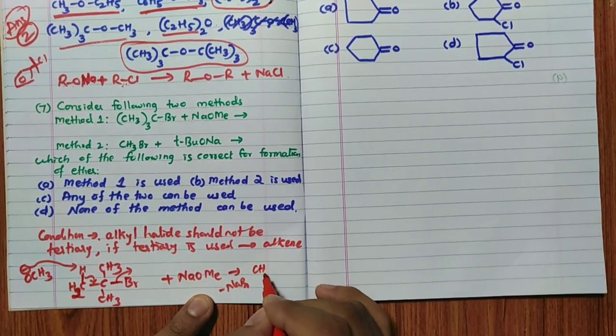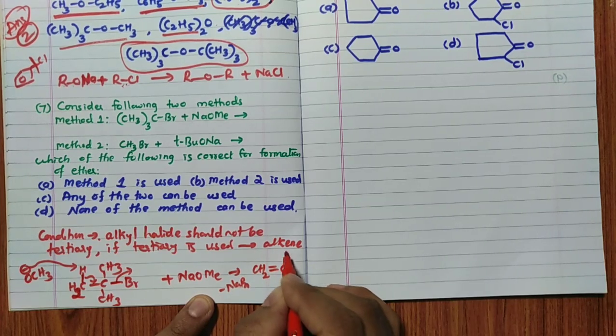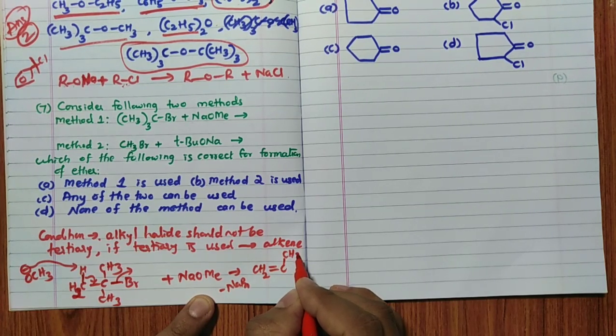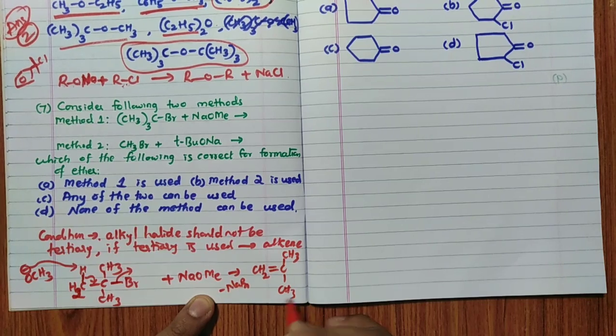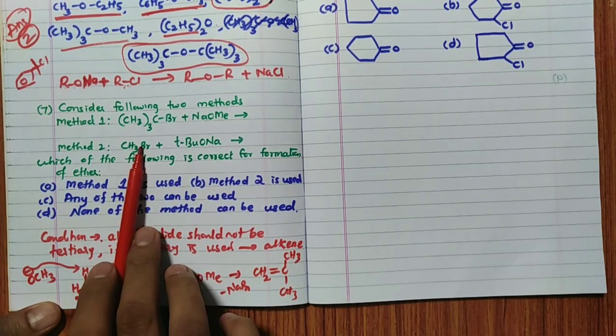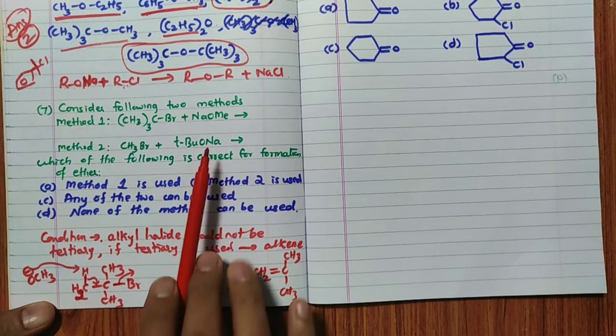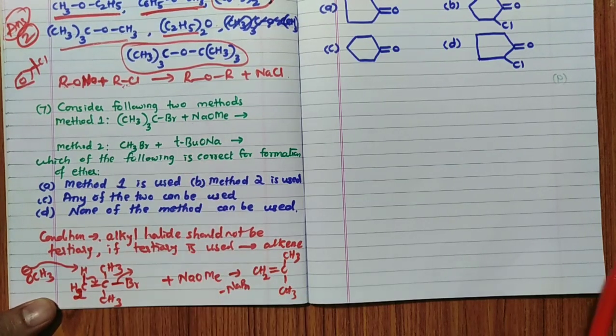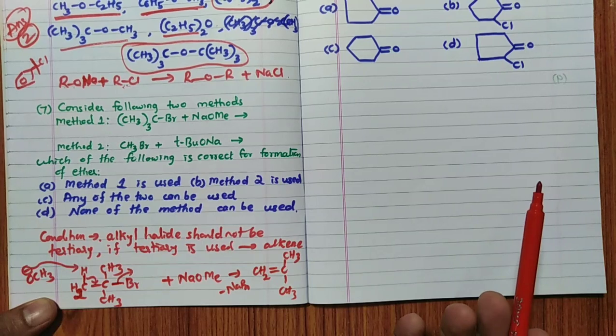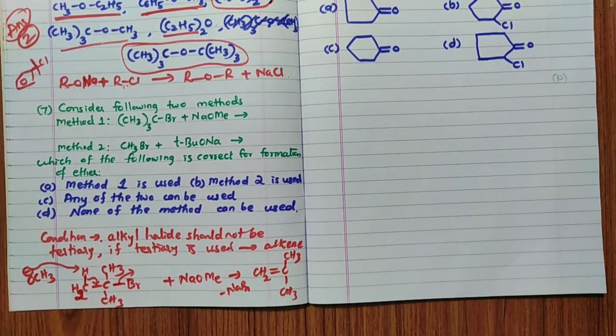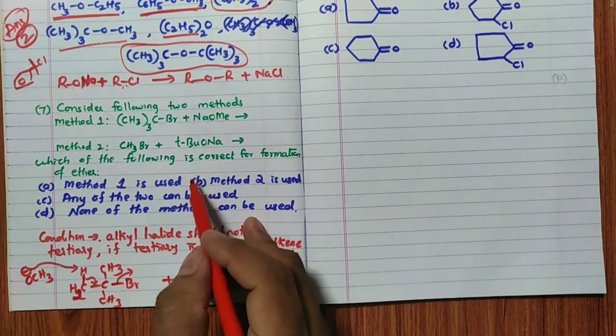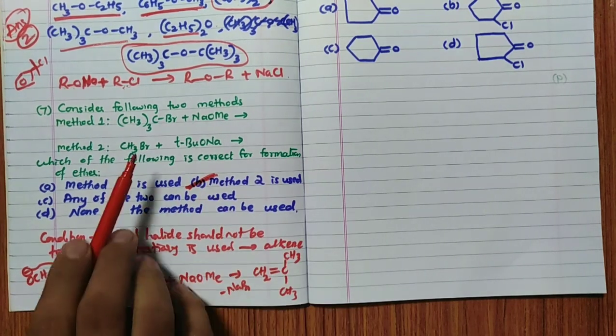But the product is, remember, CH2 double bond C, CH3, CH3. Alkene is the major product. But if the alkyl halide is primary or secondary, if this is tertiary also no problem, because tertiary can attack from backside very easily. So remember, for this question, only method 2 is used.